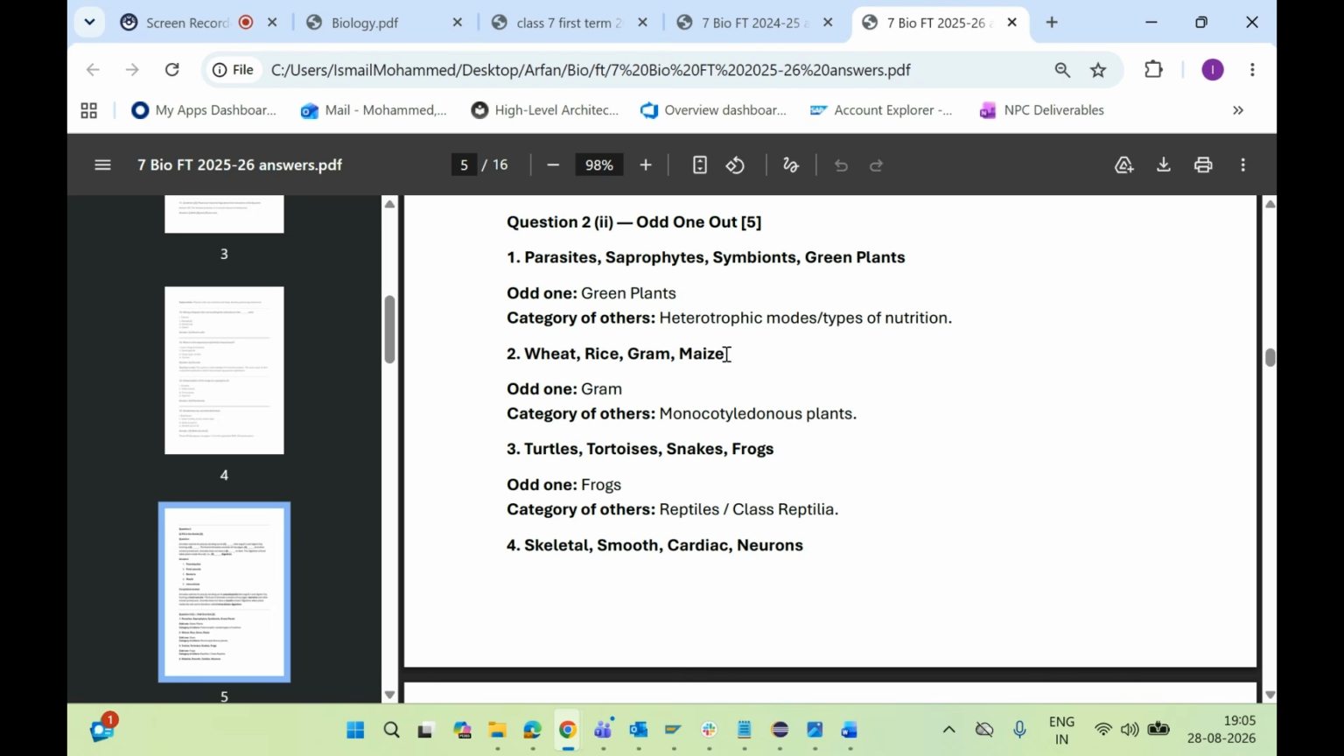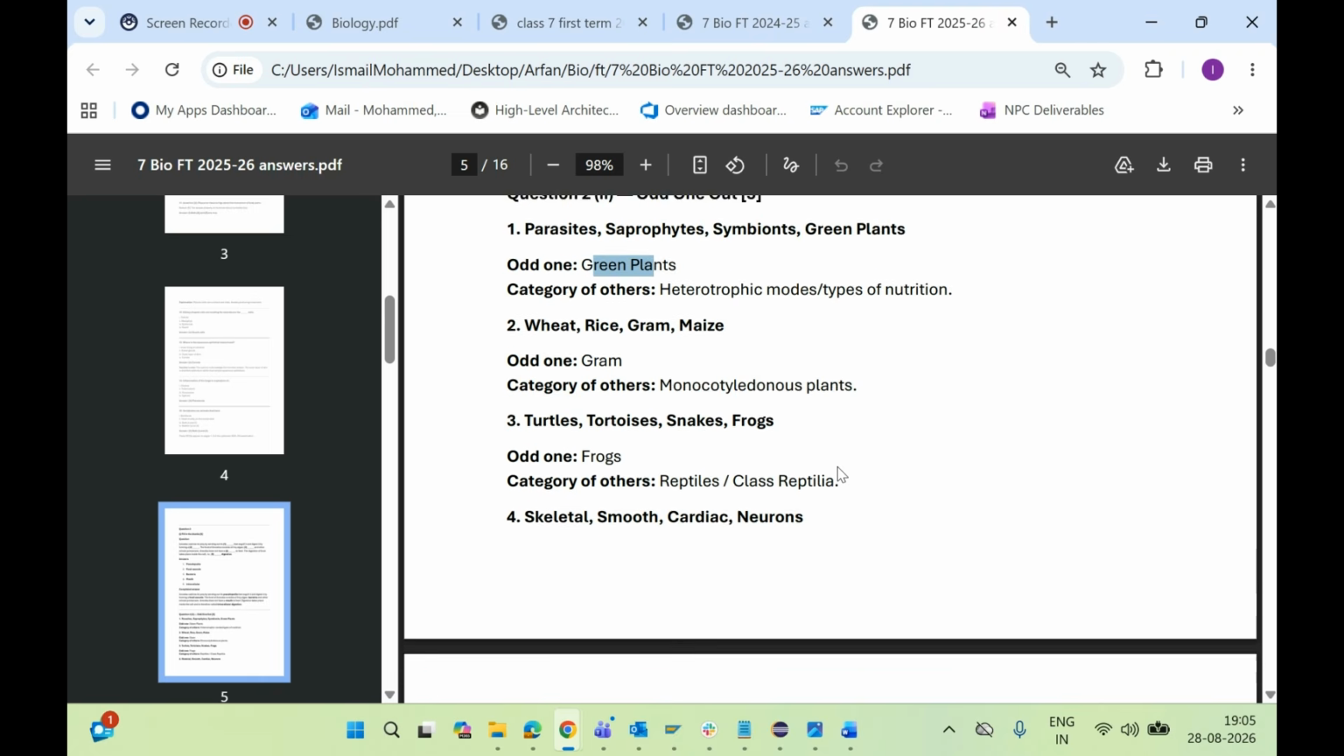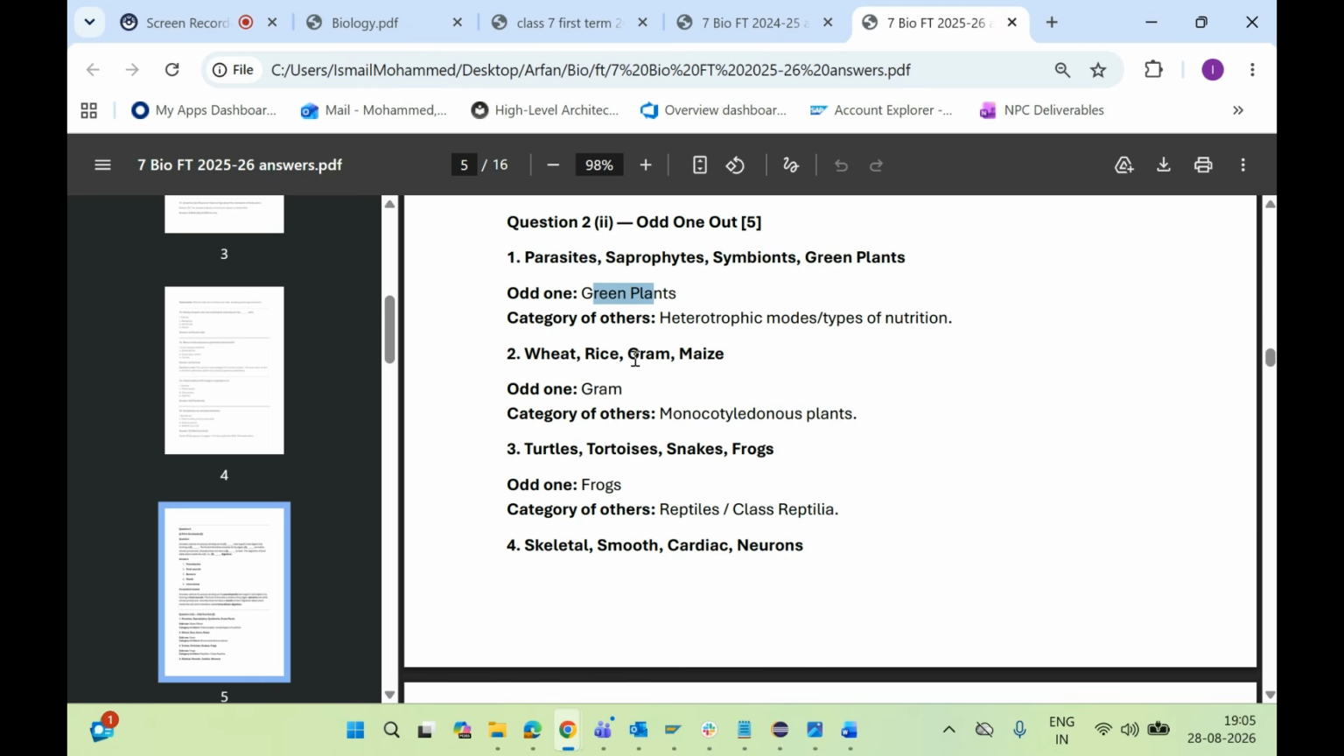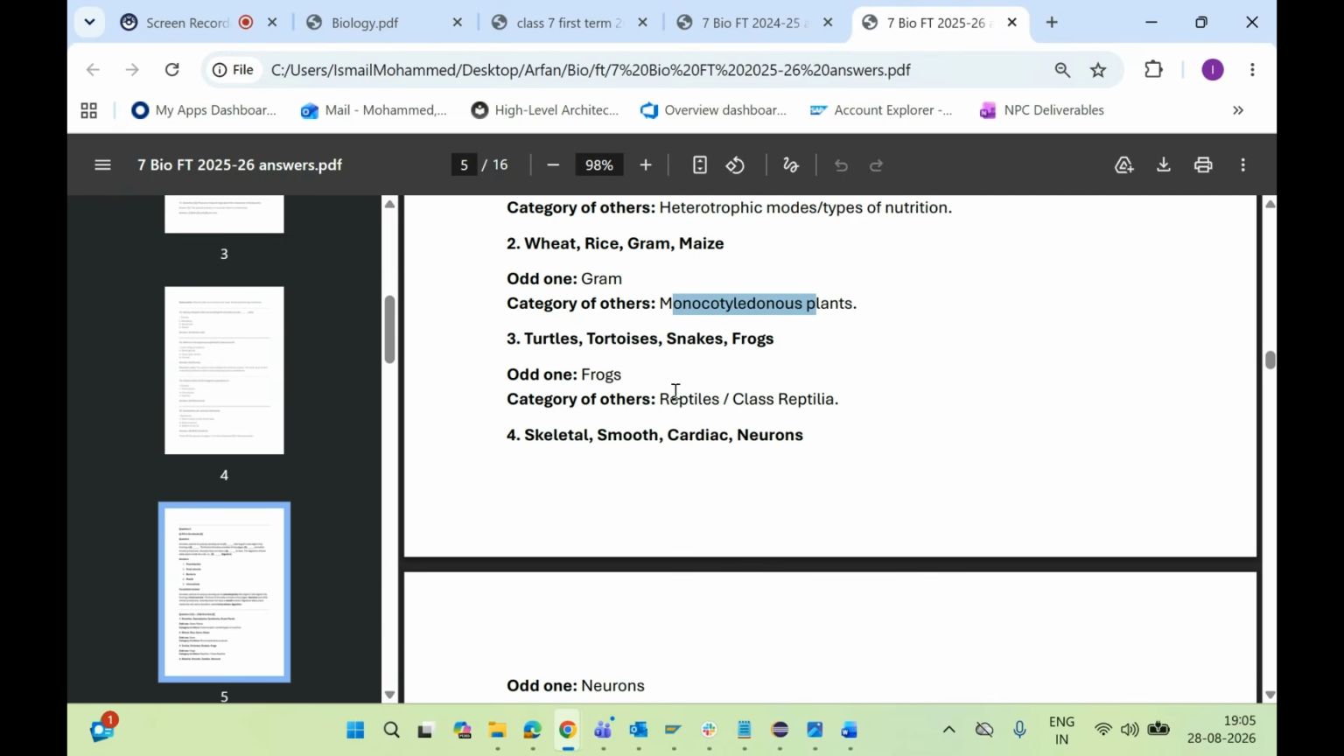Okay, next one, odd one out: parasites, saprophytes, symbionts, green plants. The answer is green plants, because the others are heterotrophic, but green plants are autotrophic. Wheat, rice, gram, maize. The answer is gram, because the others are monocotyledons, but gram is a dicotyledon.